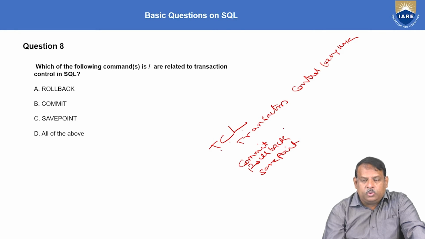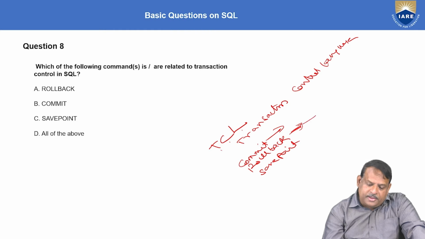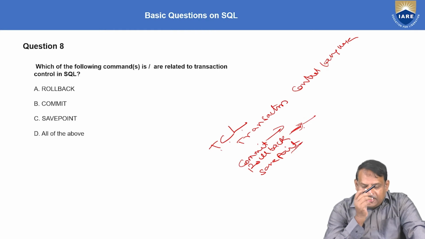Commit is to permanently save some record to the database. Rollback is to undo the changes. Save point is a temporary saving point.